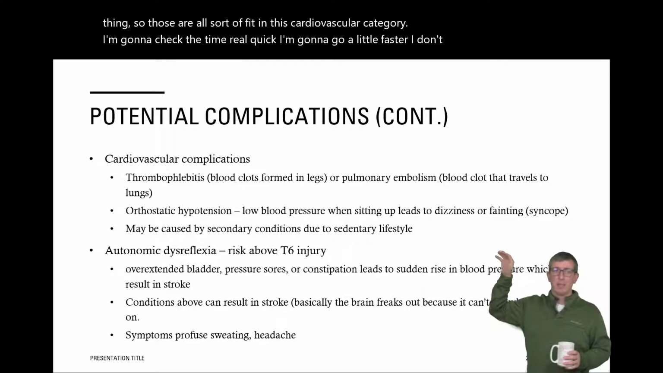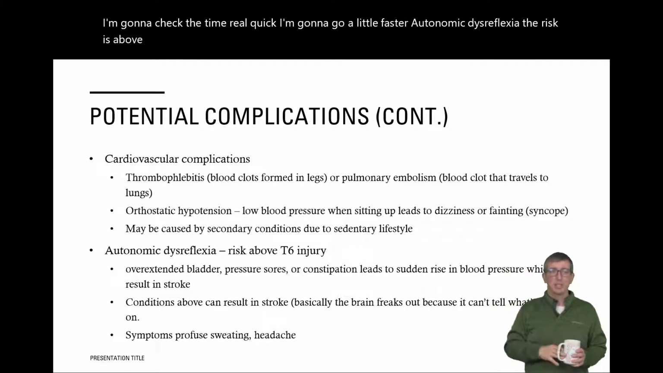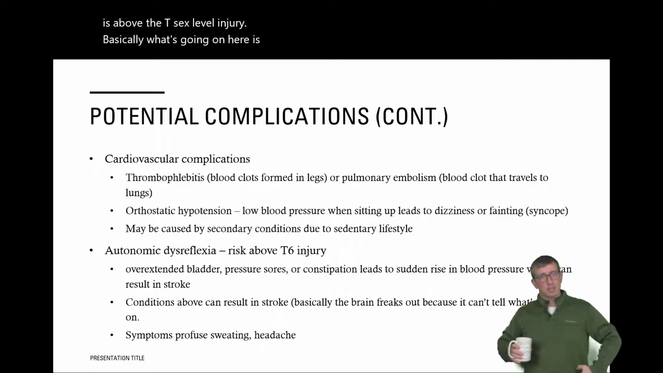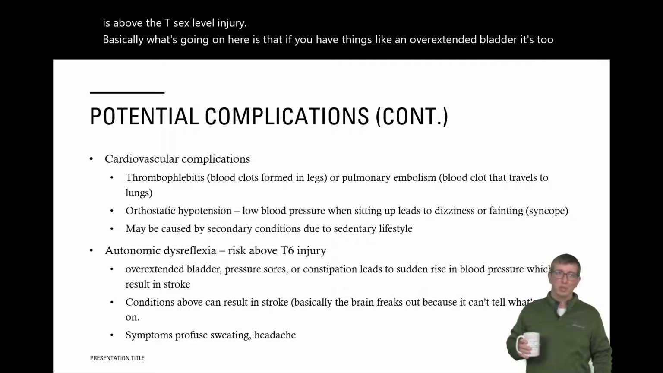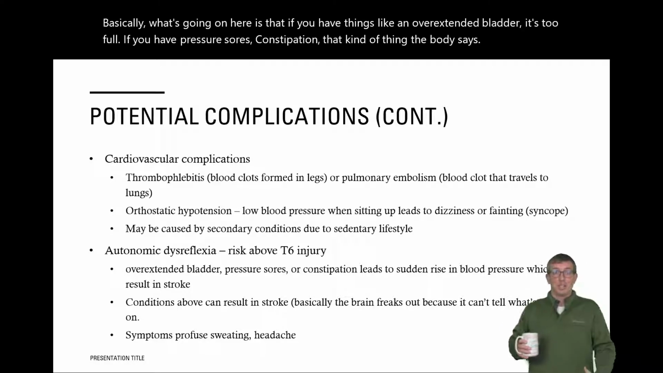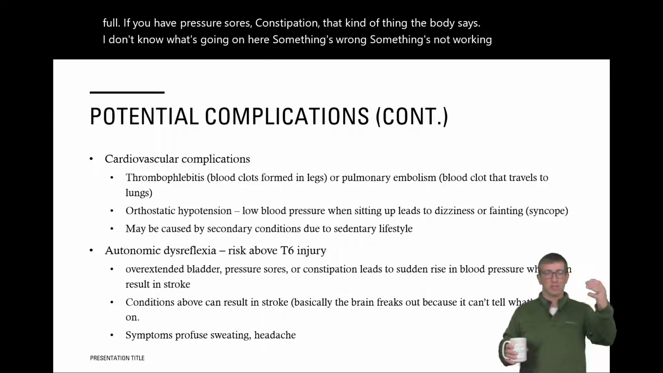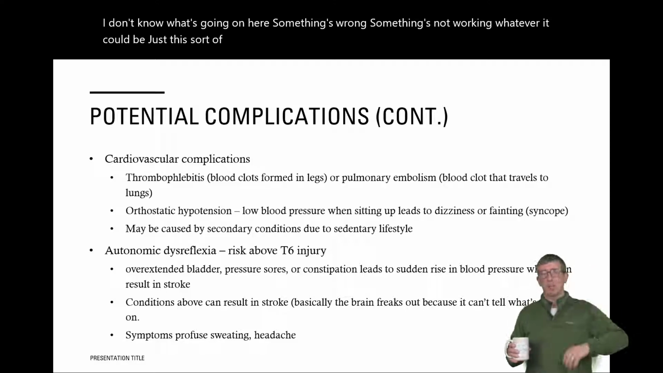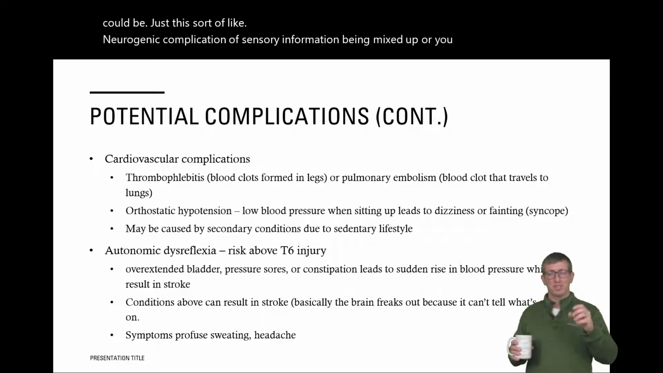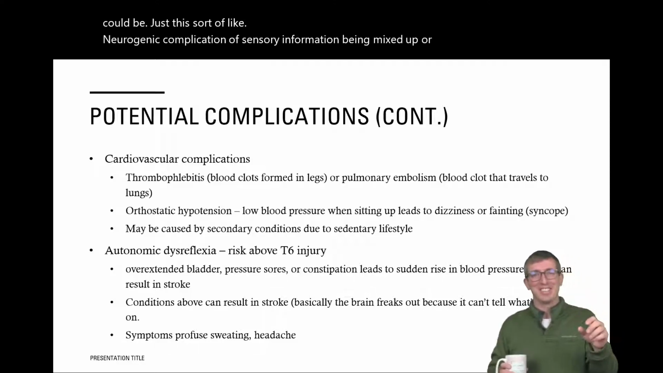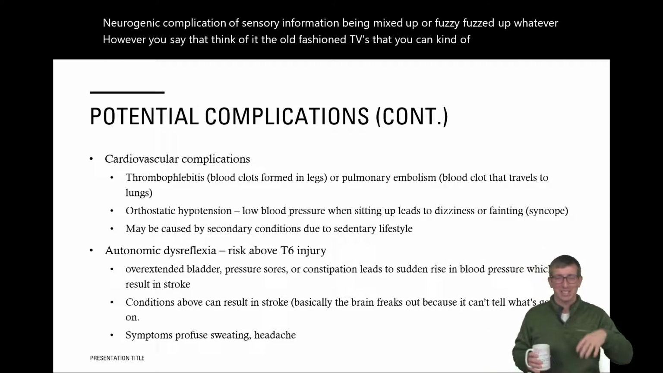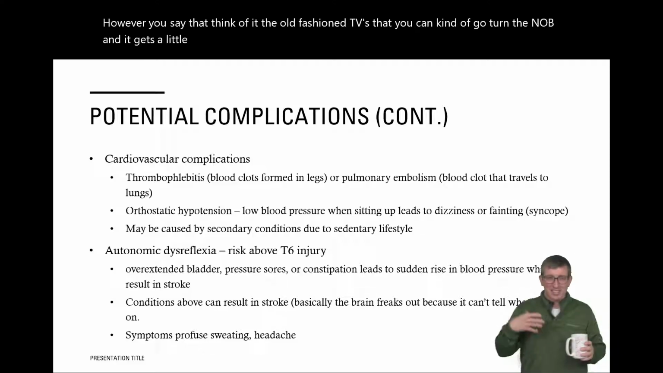Autonomic dysreflexia. The risk is above the T6 level injury. Basically what's going on here is that if you have things like an overextended bladder, it's too full, or you have pressure sores, constipation, that kind of thing, the body says, I don't know what's going on here, something's wrong, something's not working. It could be just this sort of neurogenic complication of sensory information being mixed up or fuzzed up. Think of the old-fashioned TVs where you turn the knob and it gets a little snowy. You just sort of miss the signal.